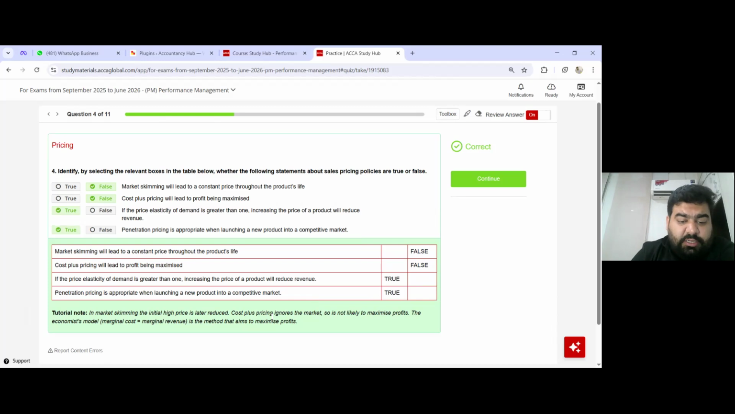See, it's written that cost plus pricing ignores the market, so it is not likely to maximize the profit because it is not looking at the market. So maybe cost plus pricing says sell at $100. We are selling at 100 and our competitor is selling at 80. No customer will buy from us. So this concept is not maximizing our profit.